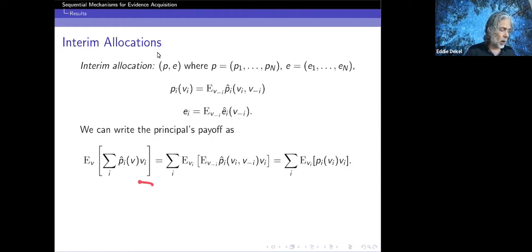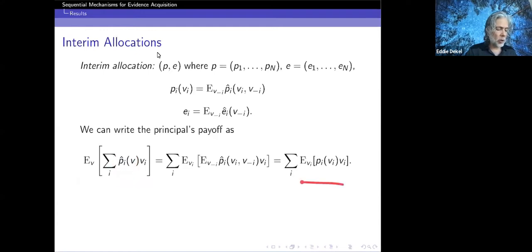So what's the principal's payoff? It's the expectation over all values of what he gets. What is he going to get? Well, if person I gets it and person I's value is VI, and they get the good with ex post probability P hat I of V, which is the vector of everybody's values. And we add that up over all I's, and we take the expectation over all possible value vectors. Okay, so this is written in terms of the ex post.